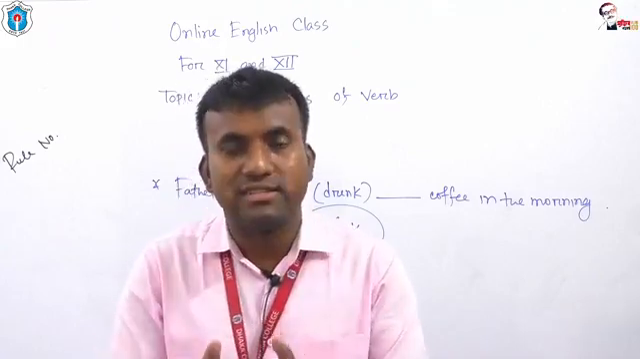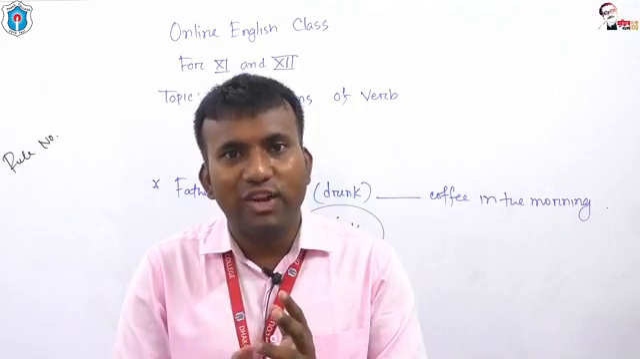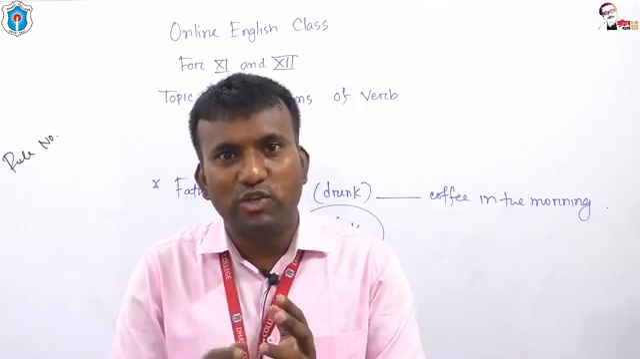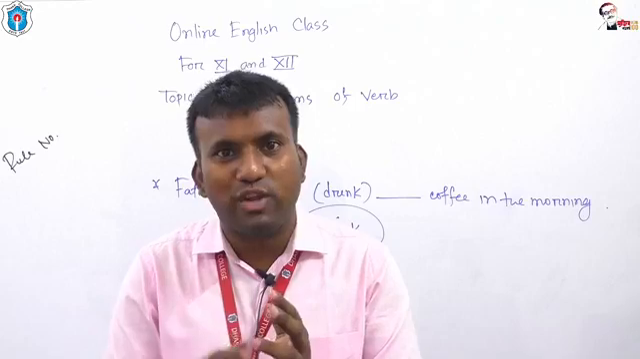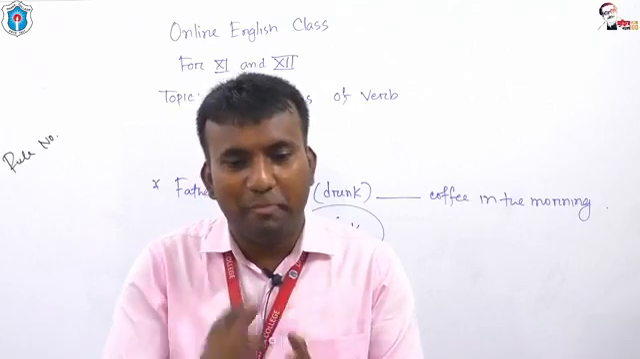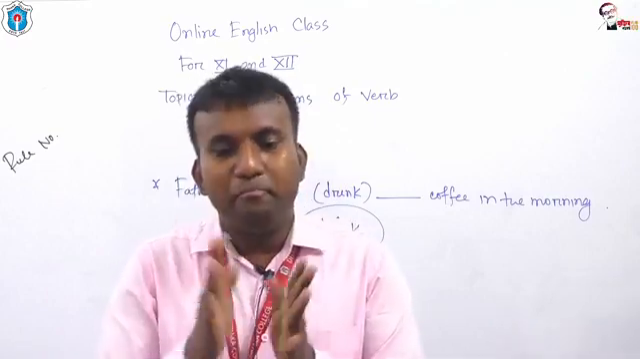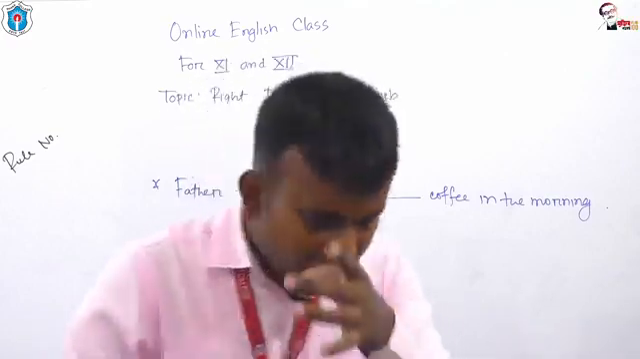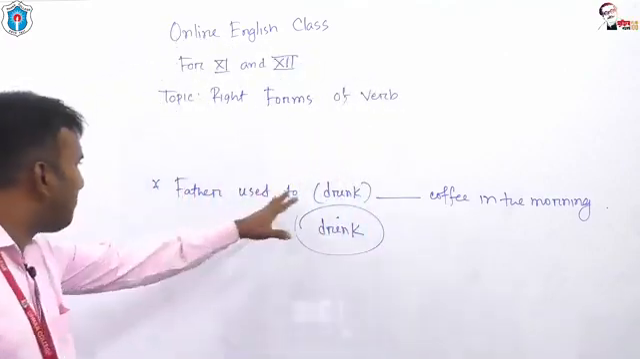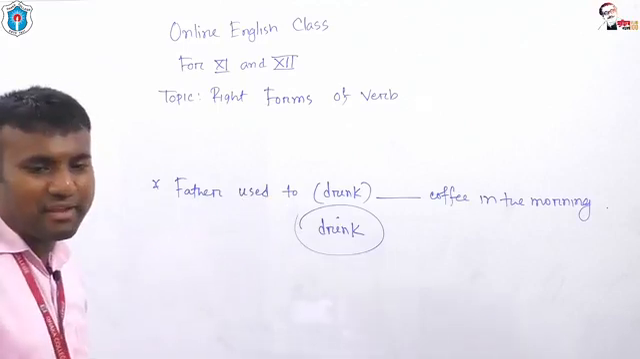I'm going to repeat. Shall, should, may, might, can, could, will, would, must, need, dare, ought to, used to, am to, is to, are to, was to, were to, have to, has to, had to, shall have to, will have to. After these modal auxiliaries, you have to put the base form of the verb. So the answer should be: father used to drink.